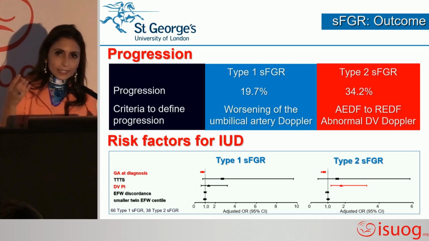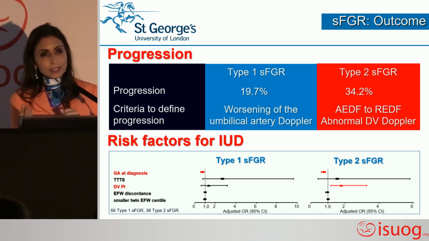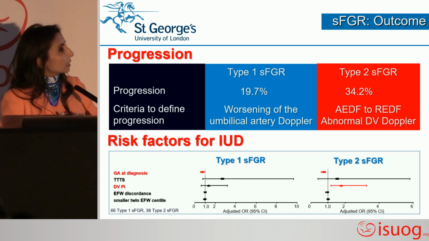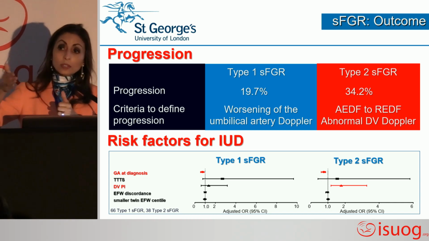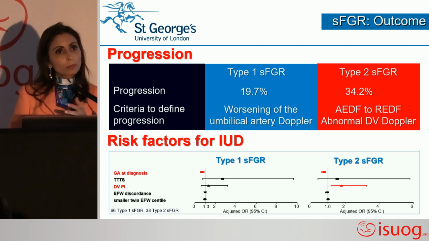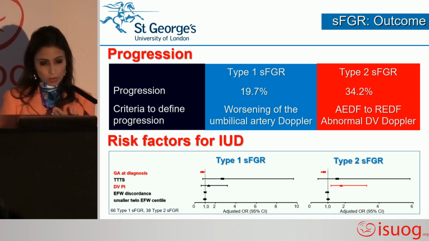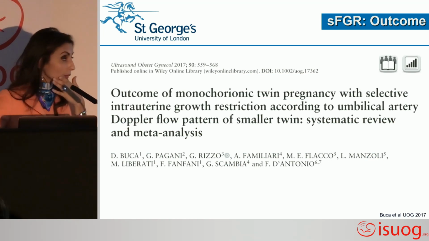So how do you identify the pregnancies that are at risk of intrauterine demise among those who have selective fetal growth restriction? Certainly the two important parameters would be the gestational age at diagnosis. The earlier the diagnosis, the higher the risk of demise of the smaller baby, and also the ductus venosus Doppler. If it becomes absent or reversed A wave, that's a strong marker of the risk of demise of the smaller baby.